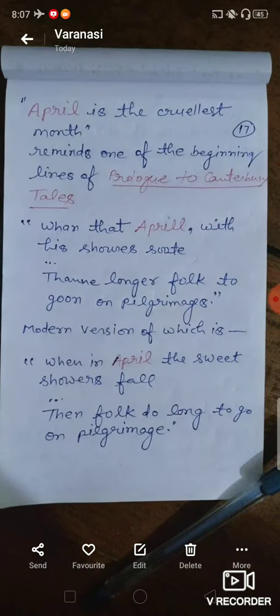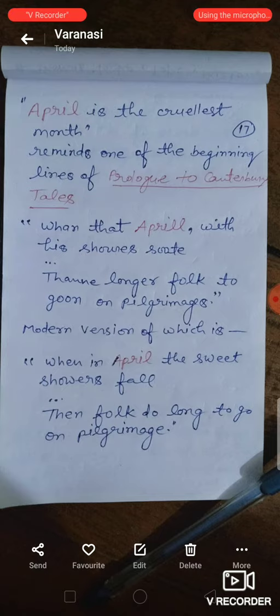Now, if we try to correlate how allusions help us to understand the text in a better manner. When we talk of the beginning lines of The Waste Land, as you know, The Waste Land is divided into 5 sections. The first one is The Burial of the Dead. The second one is A Game of Chess. The third one is The Fire Sermon. The fourth one is Death by Water. The fifth one is What the Thunder Said.